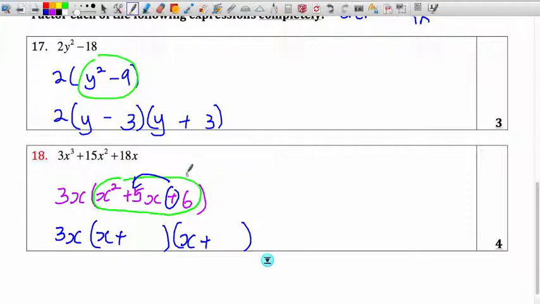What are the factors of 6 that can add to give me 5? And so not 6 and 1, because the signs are the same, and so that would require that you subtract. In this case, what we're after, of course, is 3 times 2, which multiplies to give me 6 but adds to give me 5.